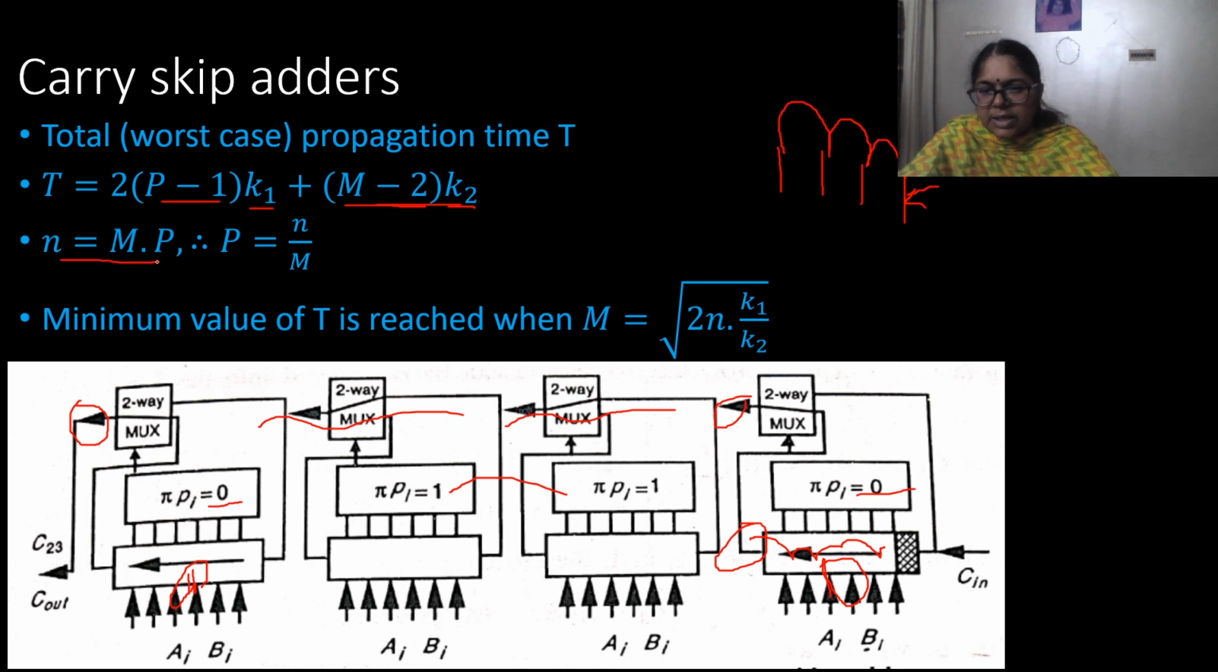And once again N is equal to M into P, or P is equal to N by M. As I had explained you previously, we have to substitute P is equal to N by M, differentiate T with respect to M and equate to 0 to find the minimum value of T. And minimum value of T will be when M is equal to square root of 2 N by K1 by K2.